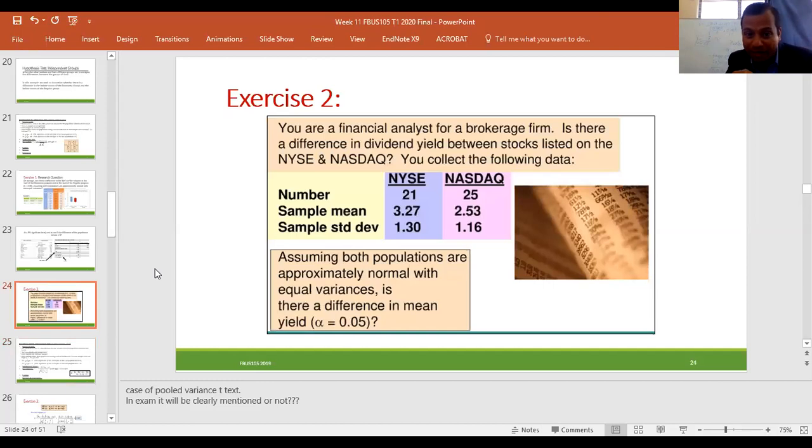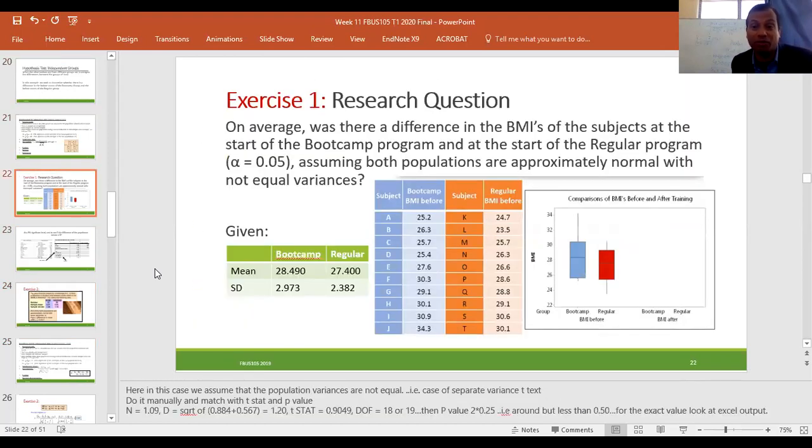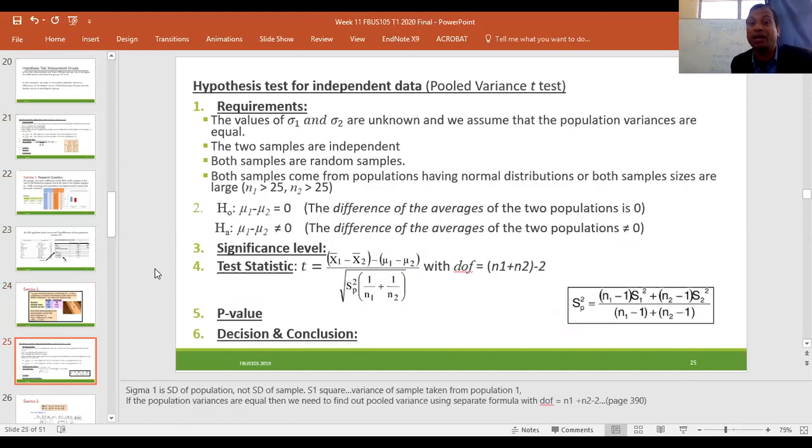But keep in mind, over here in the question, at the right bottom, what is written? Assuming both the populations are approximately normal with equal variance. So whenever it is the equal variance, that is the case of pooled variance. Whereas in exercise number 1, let me go back once again because this is important. What is written in the last sentence? Assuming both populations are normal with unequal variance. Unequal variance means separate T test. Whereas in the case of equal variance, you have the pooled variance T test.